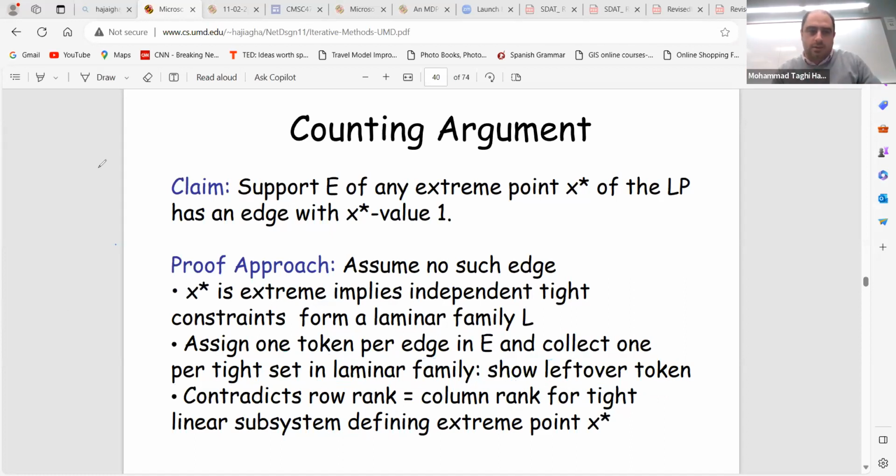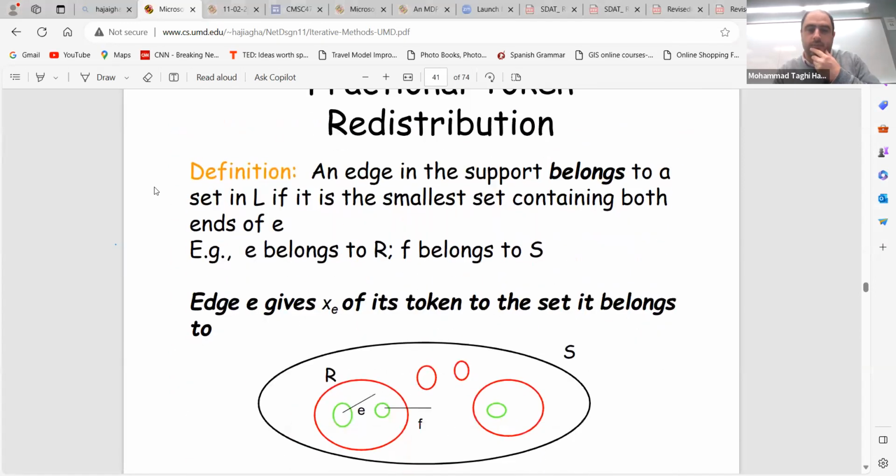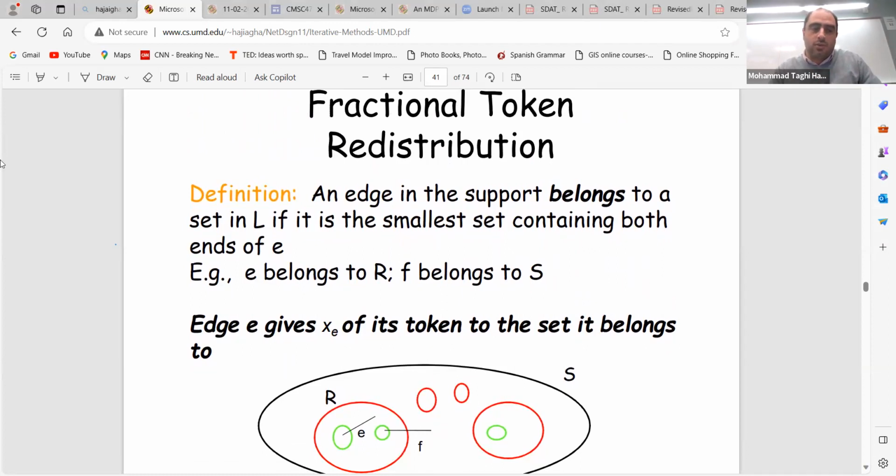Good. So let's go. How can we do that? This is the fractional token redistribution. So far, we have done it essentially; this is more general than the previous approaches. An edge in the support belongs to a set L in the laminar family. We always have laminar. It is the smallest set containing both endpoints of that edge. So here, for example, consider this one: in this laminar family, at some point, this edge belongs to it.